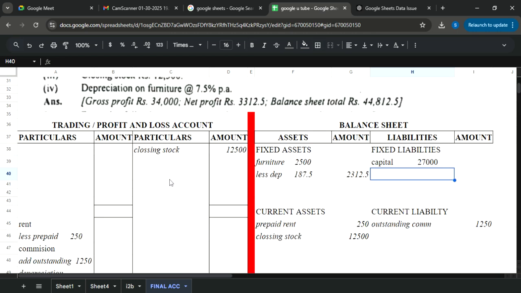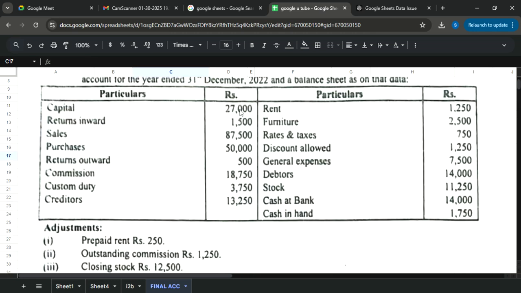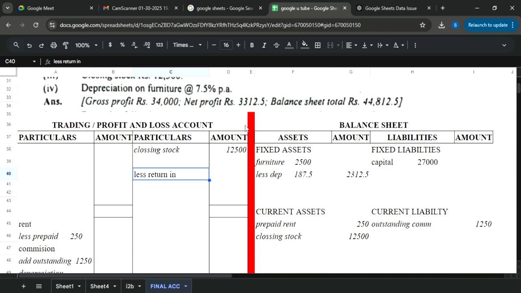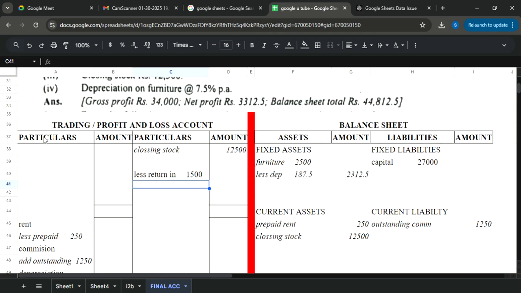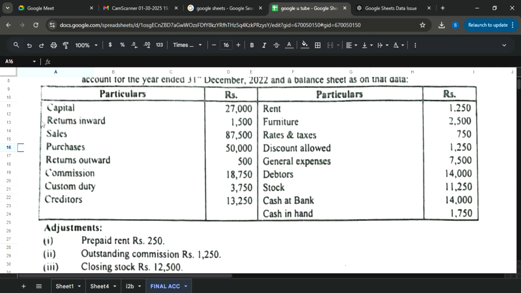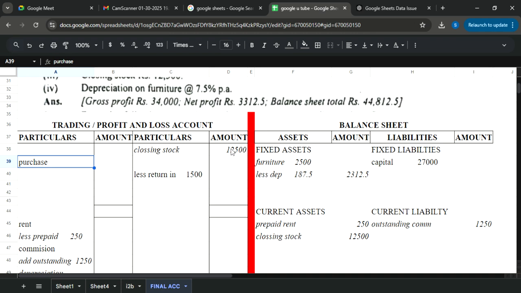Return inward is part of sales. So here you will write return in. How much amount of return is it? 1500. Just write down 1500 over here. Next is purchase. Purchase is part of direct expense. We will write over here. Let's see how much the amount of purchase is: 50,000. Just write down 50,000 over here.